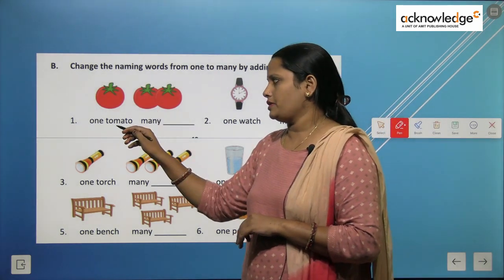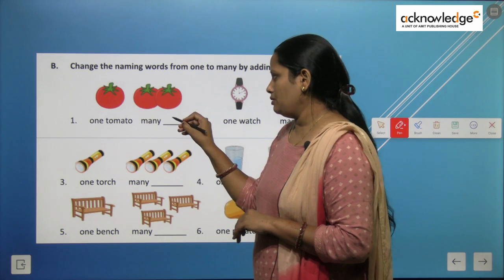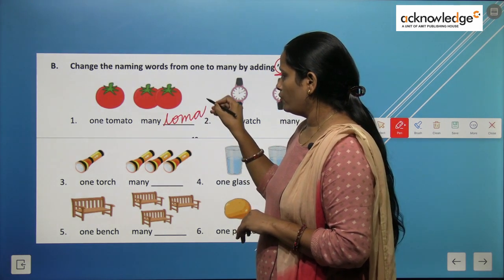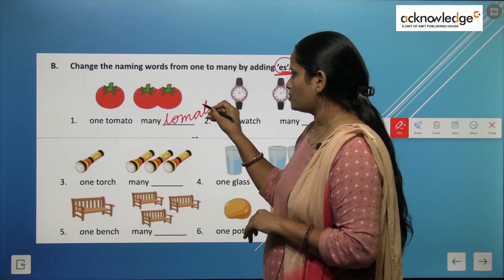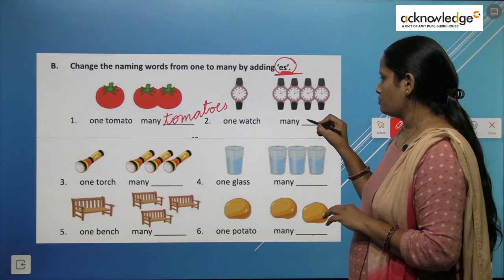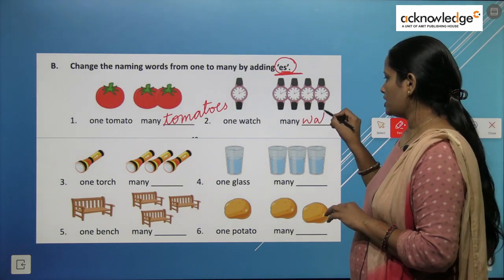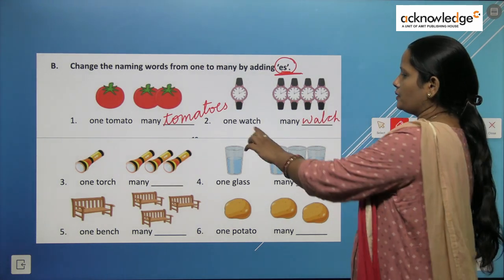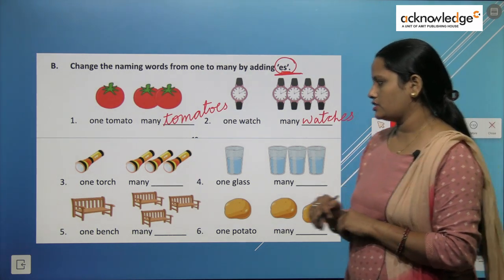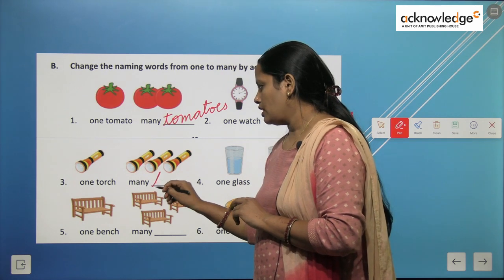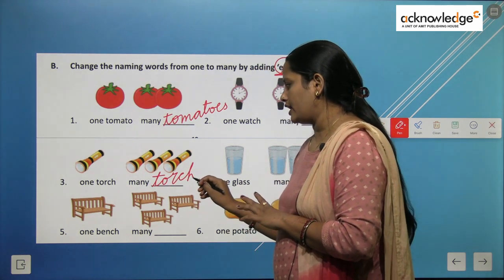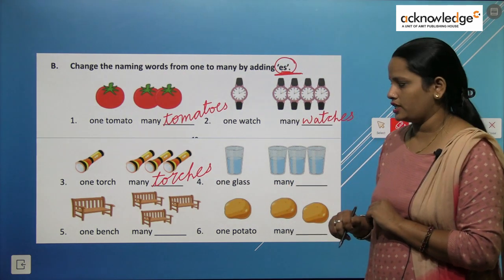Okay, one tomato becomes many tomatoes. Okay, TOES, tomatoes. Next is one watch becomes many watches. We have to write down the spelling of watch and then add ES, watches. Torch becomes torches. We have to write torch and then add ES, torches.